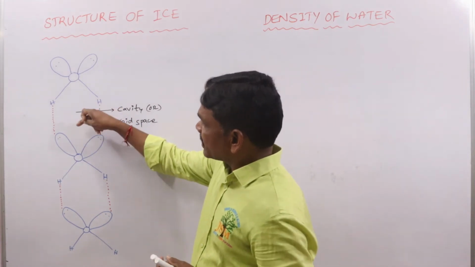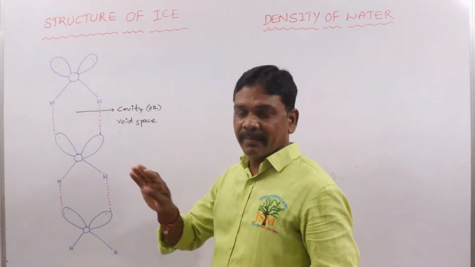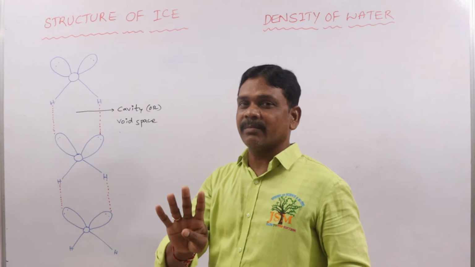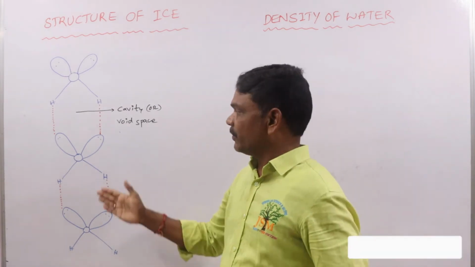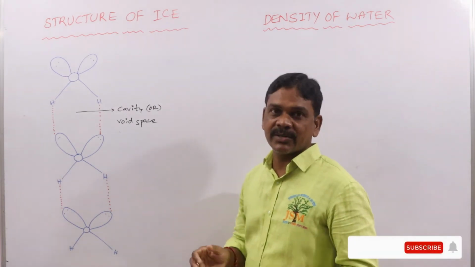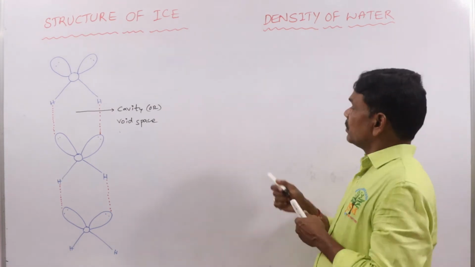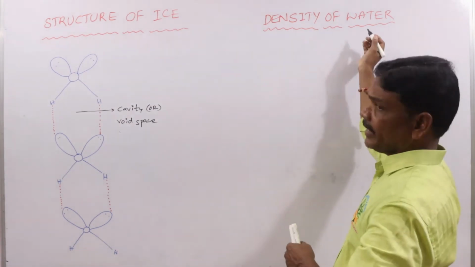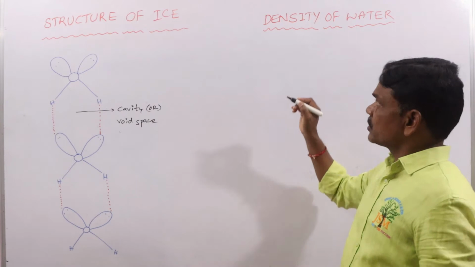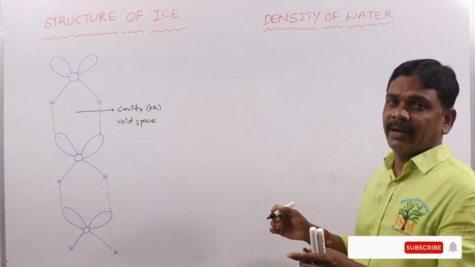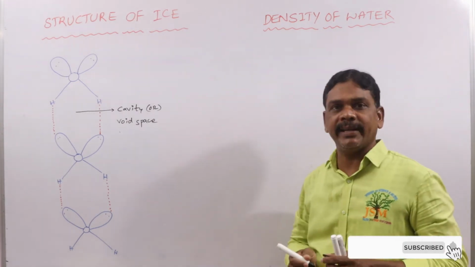So here 4 bonds are forming. That means the coordination number of a water molecule is 4, that means 4 hydrogen bonds are forming. Now the density of water. We know that the maximum density of water is at 4 degrees centigrade.